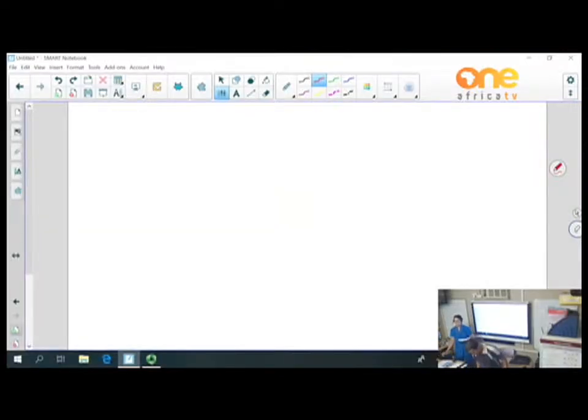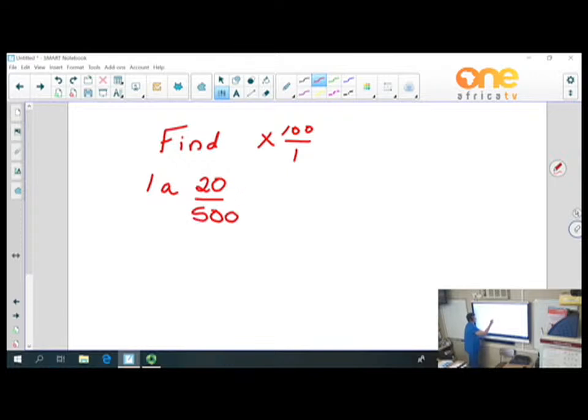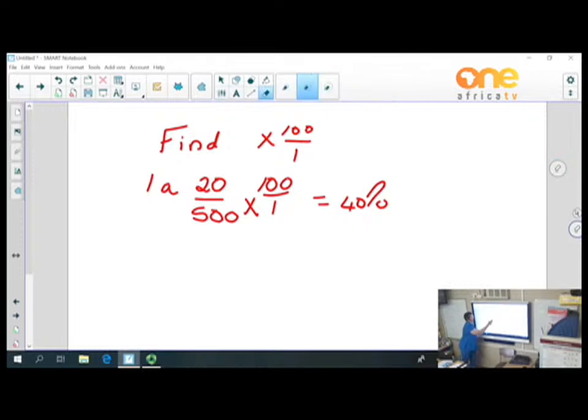So we are busy with percentages, and we said the moment when you have to find a percentage, then we times with 100 over 1, and this is what we are busy with here. What's important is that your units should be the same. You can't work with different units, but if the units are the same, then it is very easy. So the first one is then 20 out of 50, and I times it with 100 over 1 to change it to percentages, and your answer is 40%, yes. So this is the method we are using here then.